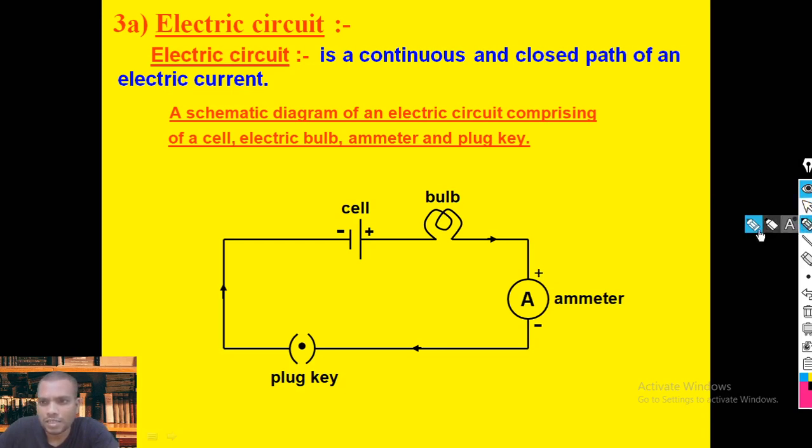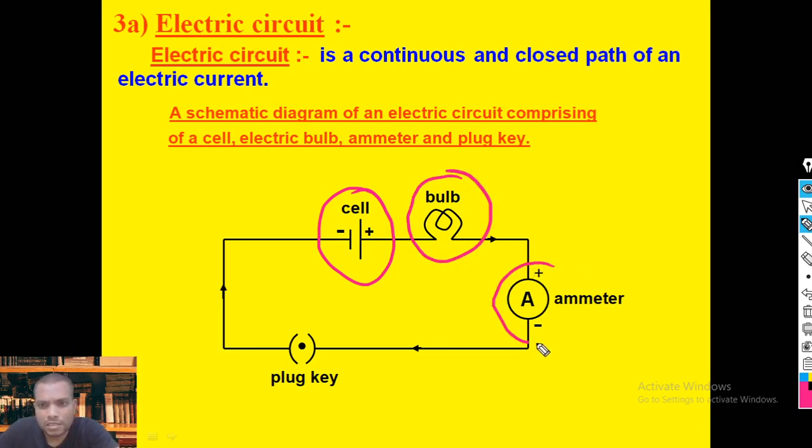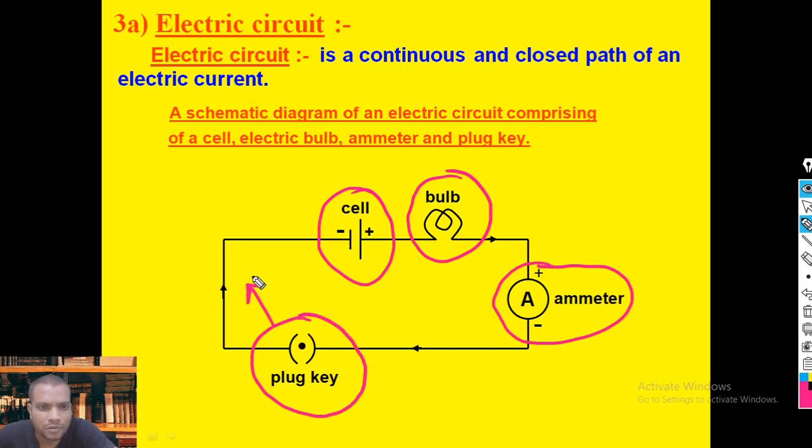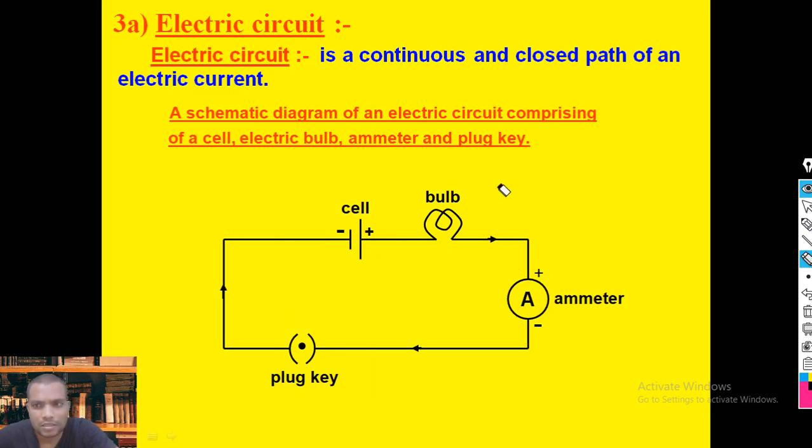Here you are seeing one is the cell representation, this symbol goes for bulb, and this is the ammeter. An ammeter is an instrument to measure the amount of current in the given circuit. And this is a plug key, or in different words we can call this a switch. To draw an electric circuit we should know these symbols first. So let us see them one by one.